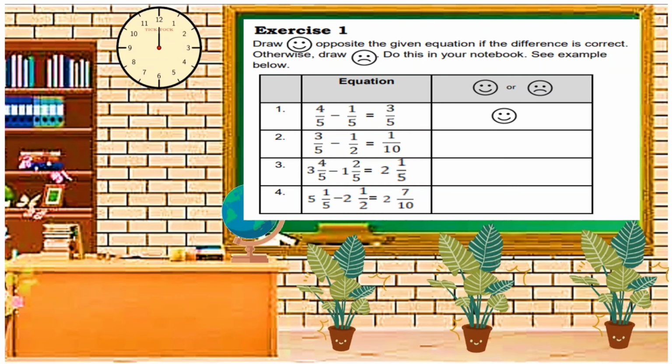Let's answer exercise 1 all together. Draw a smiling face opposite the given equation if the difference is correct. Otherwise, draw a sad face. Do this in your notebook. Number 1 is done for you as an example. Pause the video and answer. Are you done, kids? Let's check your answers.